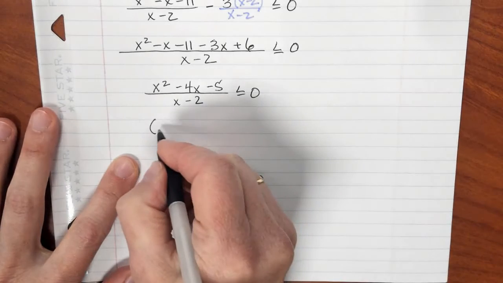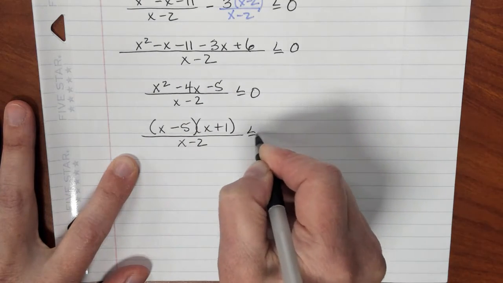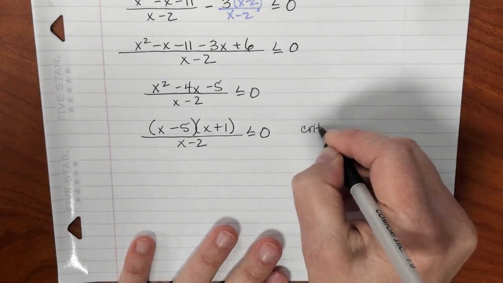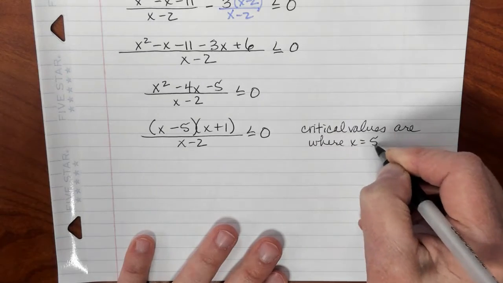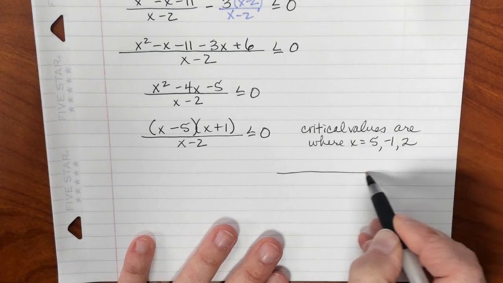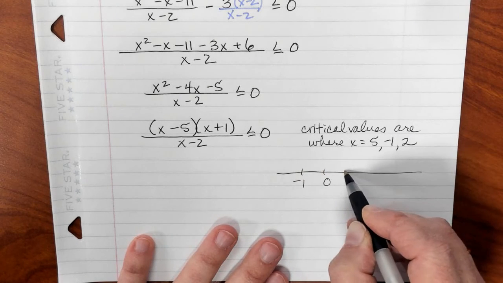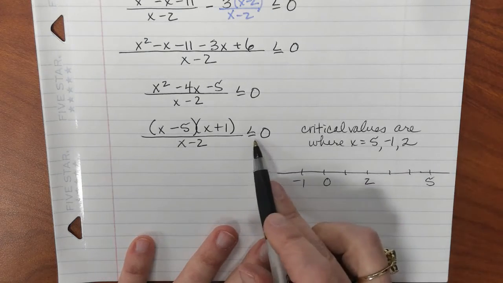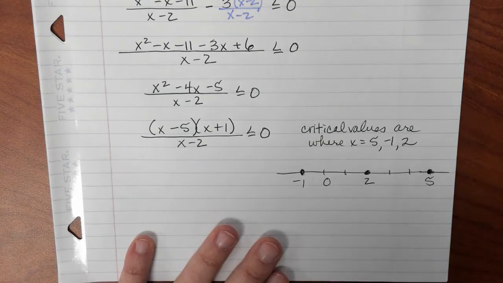Now I can factor that beautifully, right? You're going to have x minus 5 and x plus 1 all over x minus 2. Now again, look at the zeros of the numerator and the denominator. So your critical values are where x equals 5, negative 1, and 2. All right, then you would set your number line and simply put those numbers on there. Here's negative 1, then 0, 1, 2, 3, 4, 5. It's less than or equal to, so I know that at those points it could be equal. So I'm going to close those in just so that I remind myself.